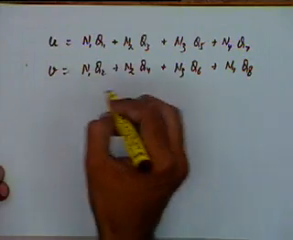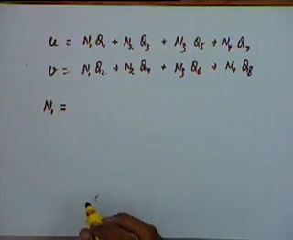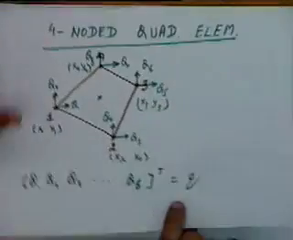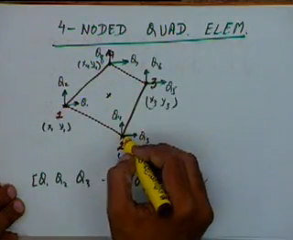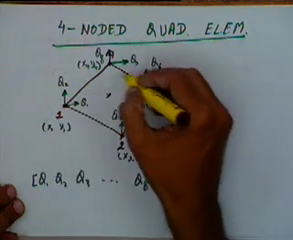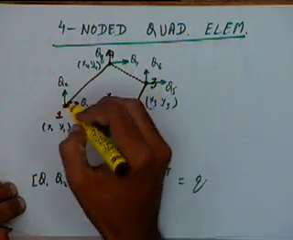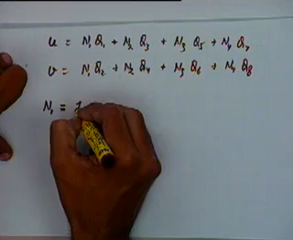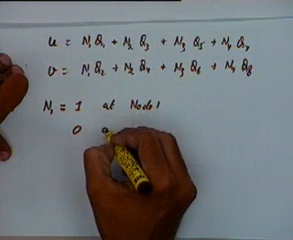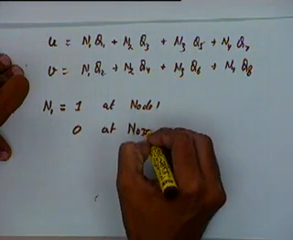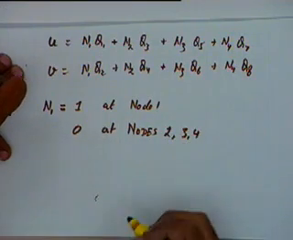Okay, so if you consider n1, we want n1 to be equal to 1 at node 1 and it should be 0 at all the other 3 nodes. Similarly, n2 should be 1 at node 2 and should be 0 at all the other 3 nodes, and so on. Okay, and so we will say n1 is equal to 1 at node 1 and 0 at nodes 2, 3 and 4. Similarly for the other nodes.